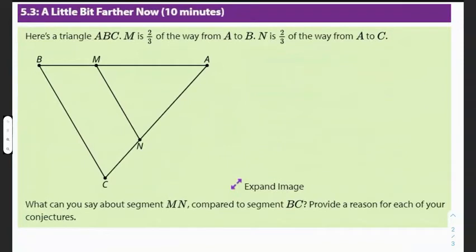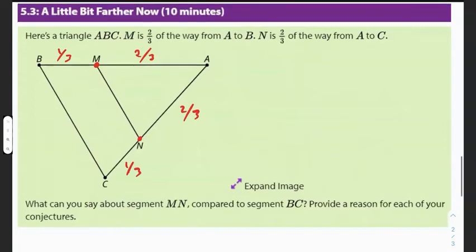Okay, so here's triangle ABC, which is the larger triangle, right? M is 2/3 the way from A to B. So that means AM is 2/3, BM is 1/3, right? And that's according to M. And then they tell us that N is 2/3 the way from A to C. So that's 2/3, and that's 1/3 in reference to N. Okay, so that's what they gave us.